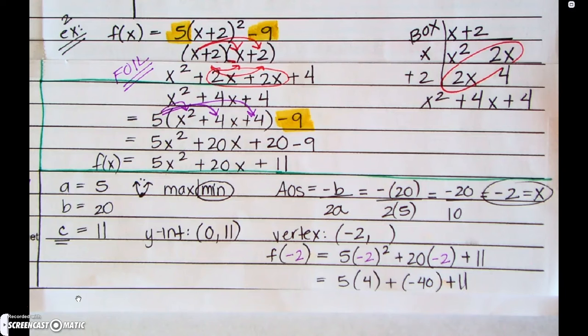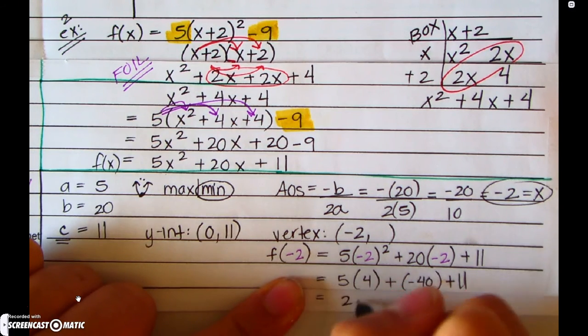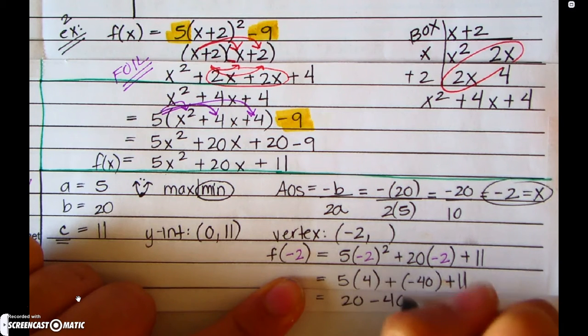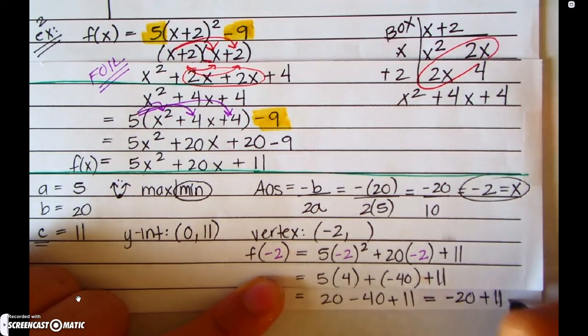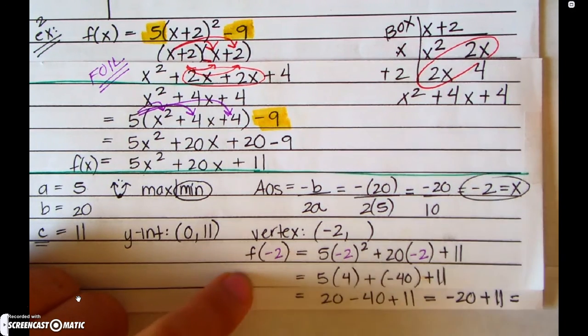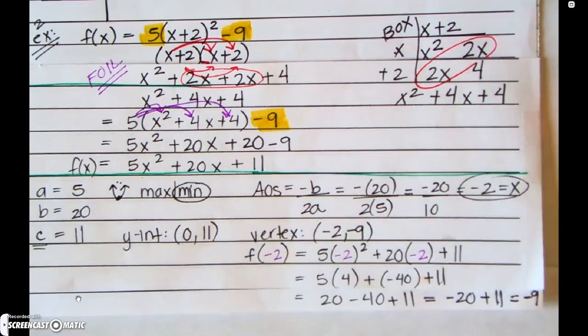Okay, and I'm about to run out of space, so I'm going to kind of squeeze it in. 5 times 4 is 20. 20 minus 40 is negative 20 plus 11 is, I guess I could continue writing down there, but negative 20 plus 11 is negative 9. So your vertex is going to be negative 2, negative 9.